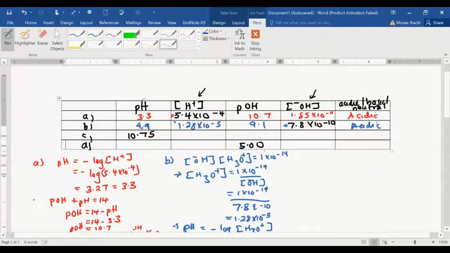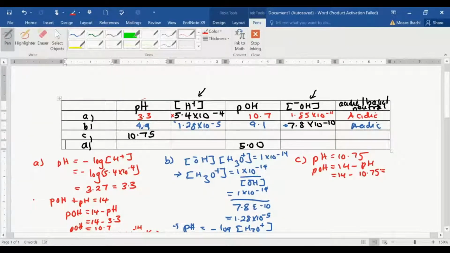Now the next one, part C, we are given pH equals 10.75. So pOH is 14 minus pH, which is 14 minus 10.75, and that is 3.25. Okay, so this is 3.25. And if we need to find whether it's acidic or basic, this one is greater than pH 7, so this solution is basic.